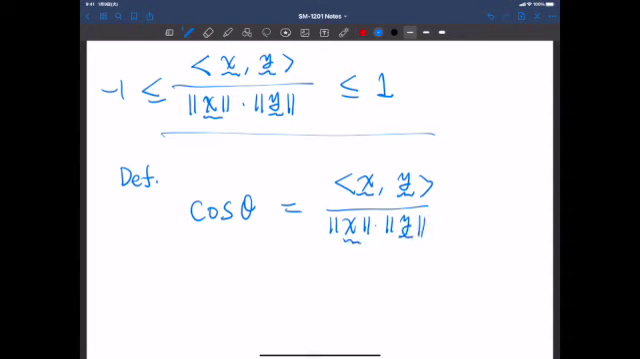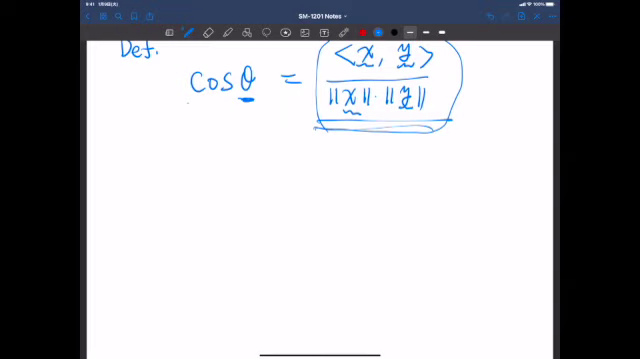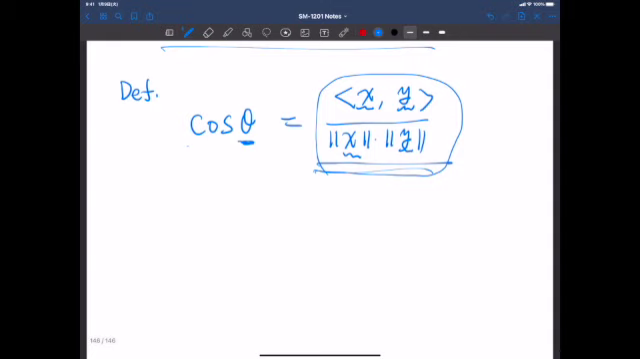Okay? Since the right hand side is always between negative 1 and 1, there is some angle theta, the cosine of which is equal to that value. Okay. And now we have defined the angle between two vectors in any dimensional spaces. So 100 dimensions, no problem. Okay. Next proposition.